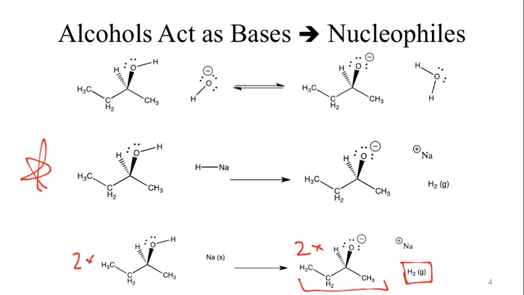Sodium hydride is merely one step after sodium metal reacting with an alcohol or reacting with anything acidic. So it's just another reagent to use.